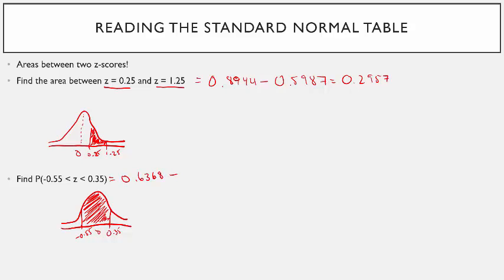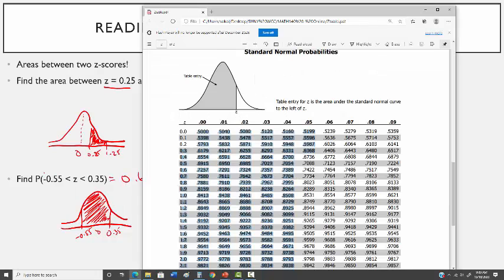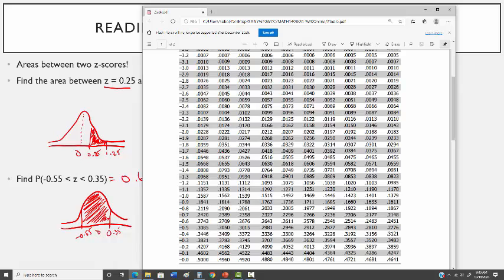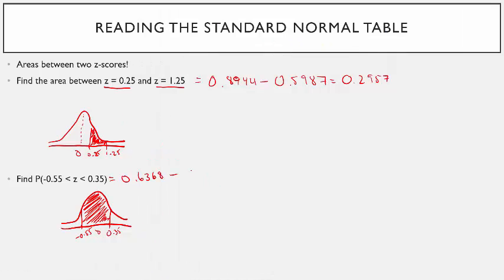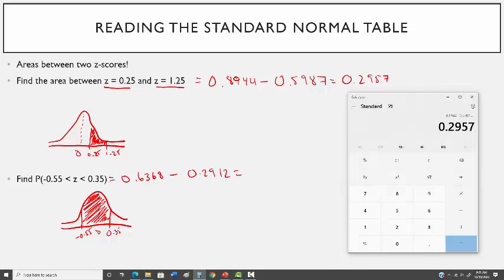And then you have to subtract away. Let's look up minus 0.55. So you're going to have to go to the negative side. So minus 0.5 and then over to 5. You get 0.2912. And then just plug that into your calculator, right? So 0.6368 minus 0.2912, and you get, oh, that's interesting, 0.3456. So 0.3456.